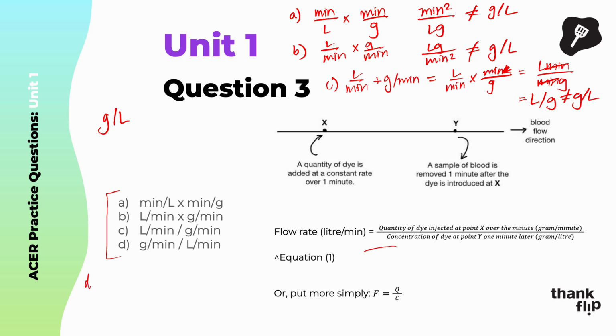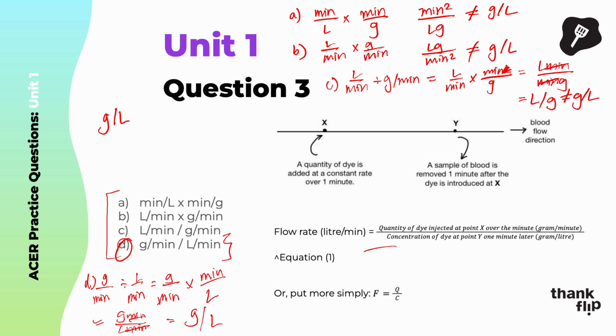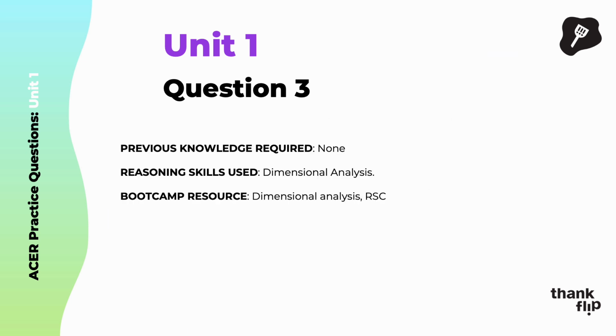Then finally, we get to option D, and we do the same thing. Grams per minute divided by liters per minute, which equals grams per minute multiplied by minute per liter, which equals gram minute over liter minute. We can cancel these out and we're left with grams per liter. And so this equation here is equivalent to grams per liter. So yeah, we didn't actually need to use any other information for this question.